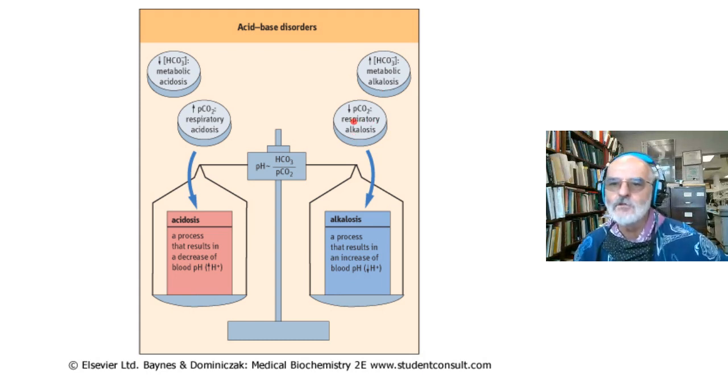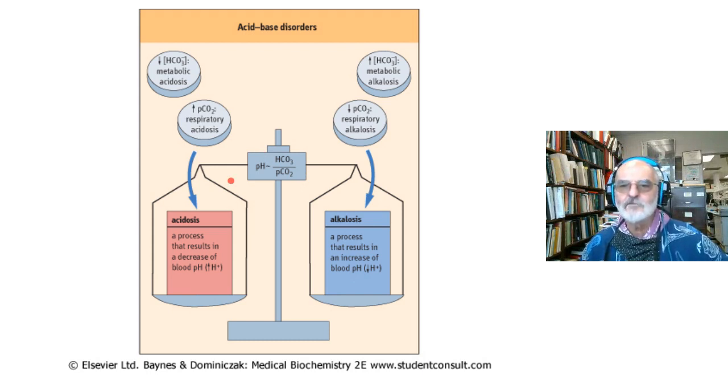So you can increase the numerator, and this gets bigger, and therefore the pH goes up. You can decrease the CO2, and this gets bigger, and the pH goes up. And both of these are called alkalosis. And so that's what we're talking about here. We're really talking about maintaining the ratio. So if the numerator goes up, the ratio gets bigger. If the denominator goes down, the ratio gets bigger. A bigger ratio is alkalosis, the pH goes up.